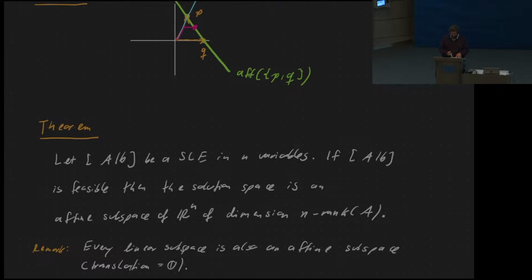So if I have a system of linear equations in n variables, then the solution space is an affine subspace of R to the n. And its dimension is the same as the dimension of the solution space of the homogeneous system. So that is n minus the rank of this A part of my tableau. All right, affine spaces.